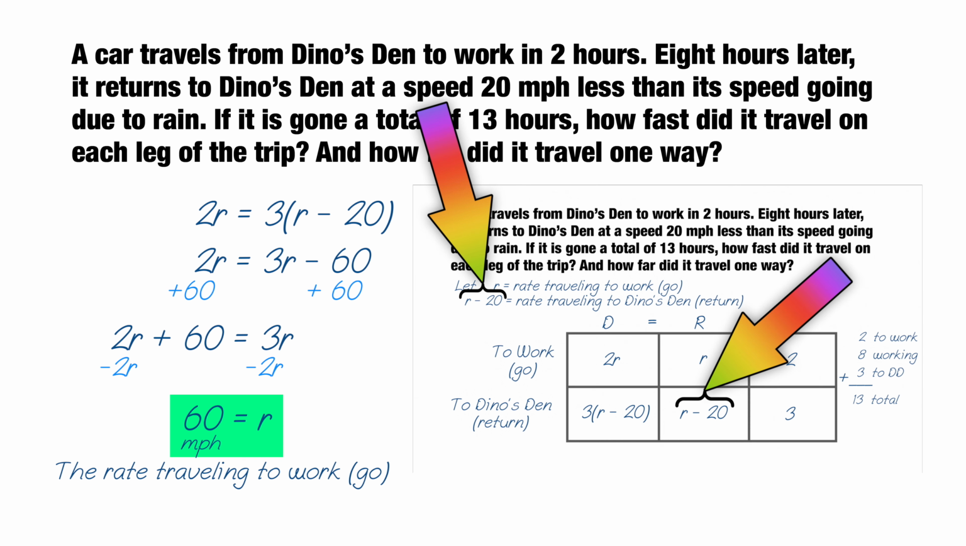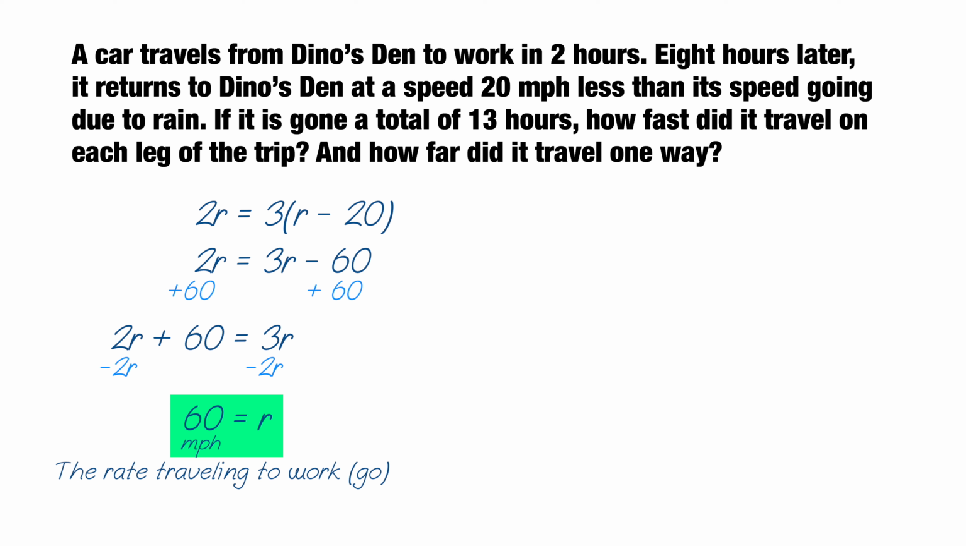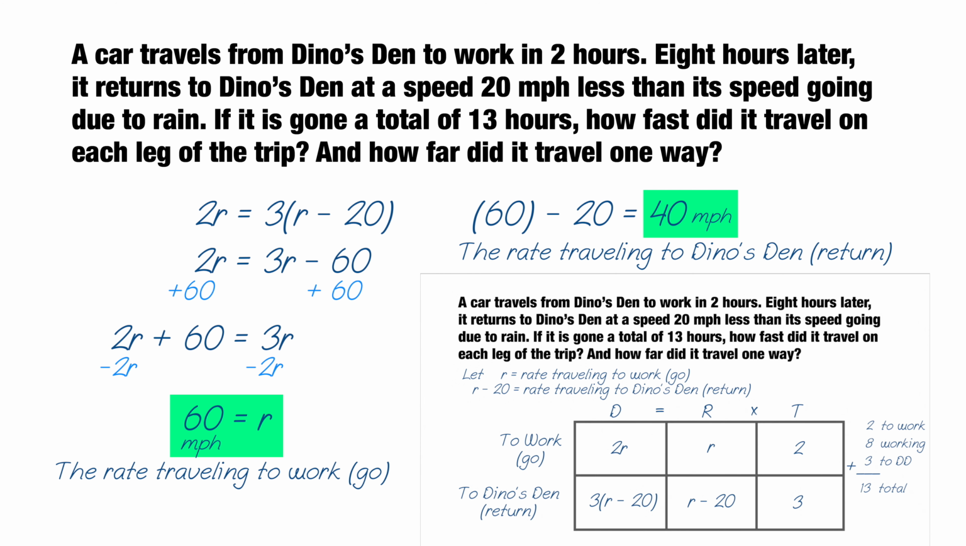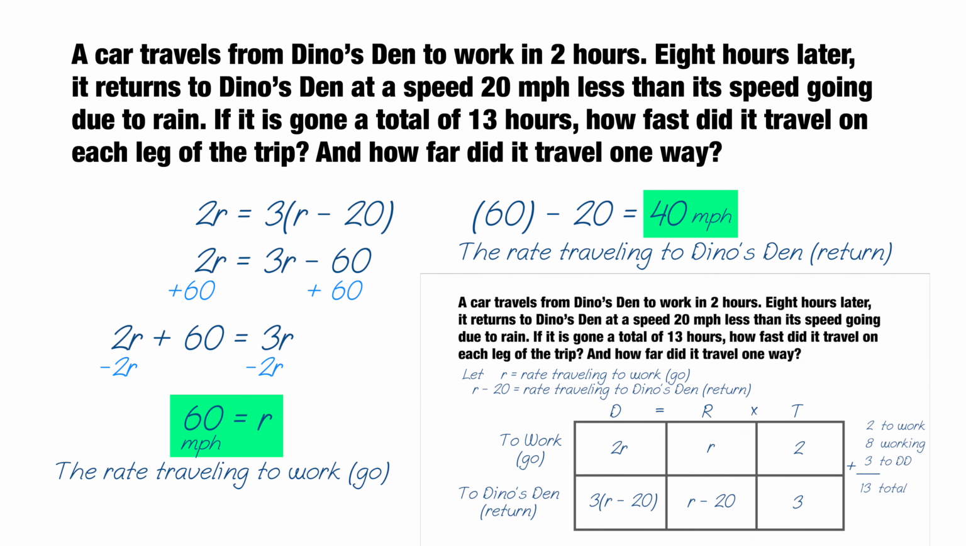Now, for the rate traveling back to Dino's den, that's 20 miles per hour less, so it's 60 minus 20 equals 40, the other leg of the trip. And for the final question, how far did it travel one way? Again, from the table, in the distance column, it doesn't matter the term or expression to use to represent how far it traveled one way.